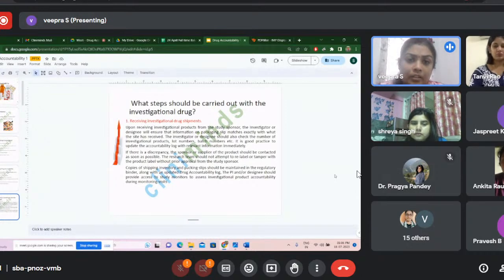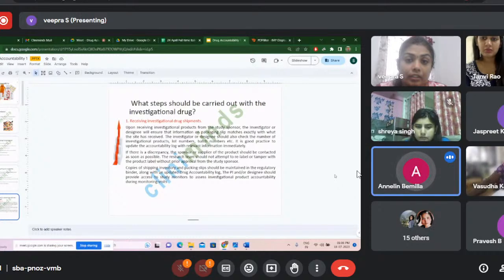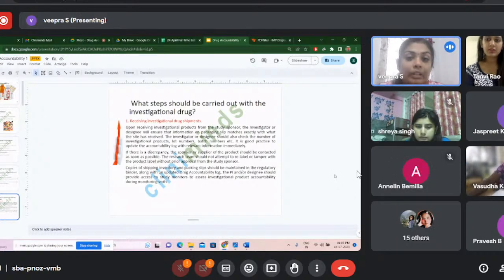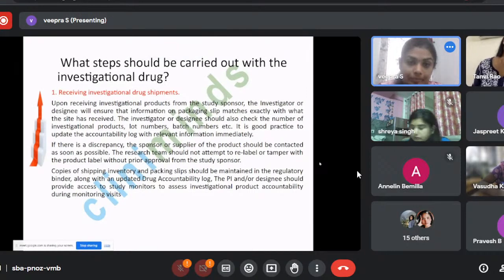Where can you keep these documents, the IP dispatch and receipt form, after giving the acknowledgement? And the shipment log: where will we keep it, in which file, what is the name of the file? The Investigator Site File, or the Site Master File. So in that file you have to keep this acknowledged IMP shipment document.